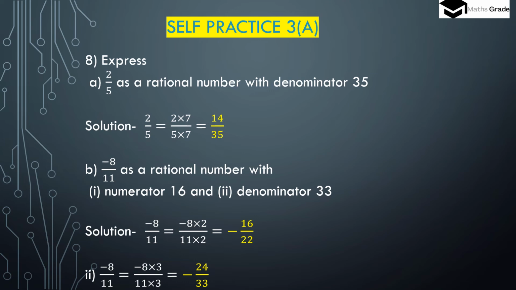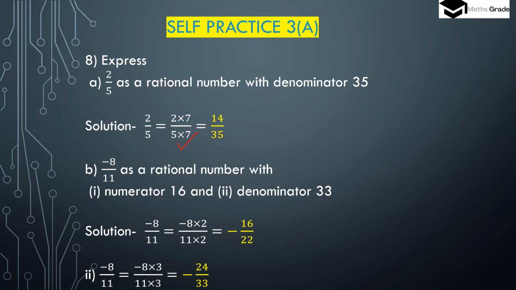Now we solve question number 8. Question number 8 is express 2 divided by 5 as a rational number with denominator 35. We have given the rational number 2 divided by 5. We have to find a rational number whose denominator is 35. We know the denominator 5 multiplied with 7, we get 35. So we have to multiply the number 7 with both numerator and denominator of 2 divided by 5.